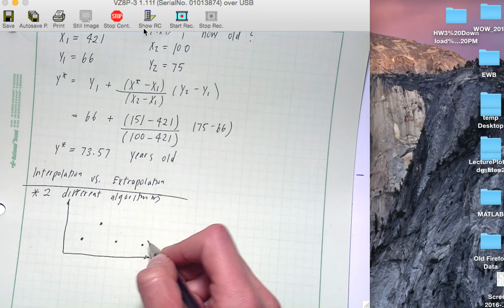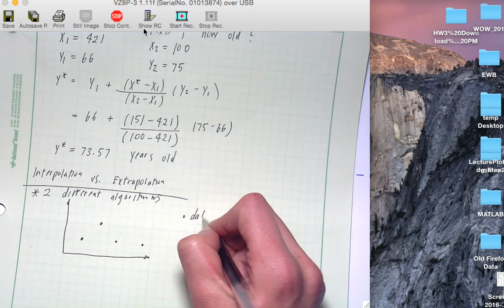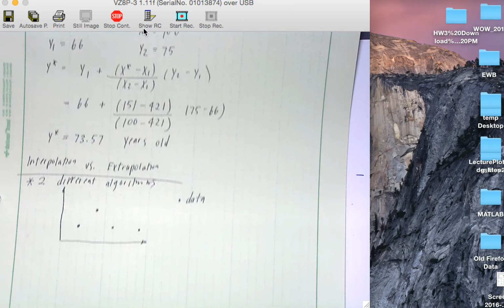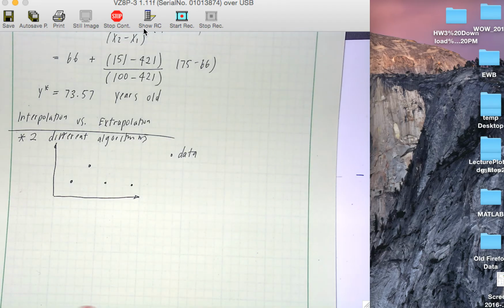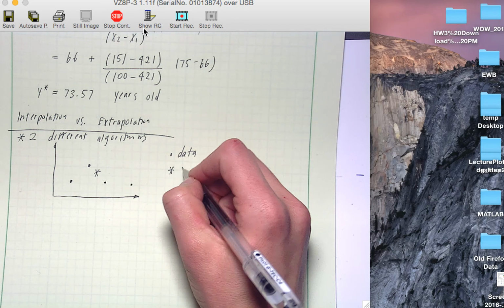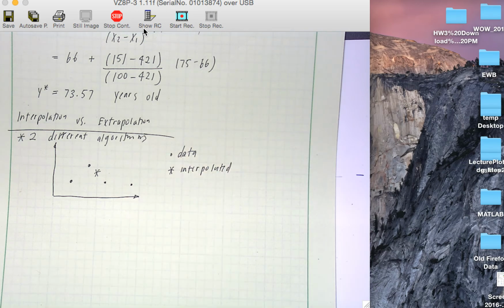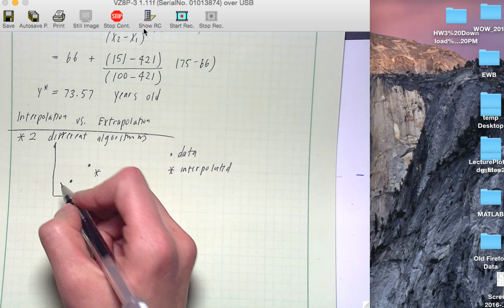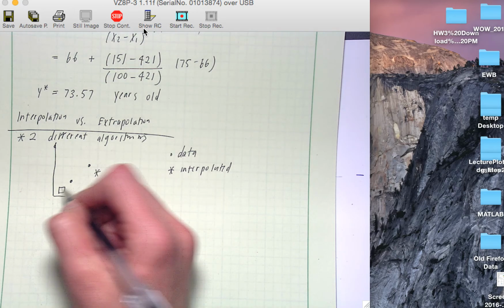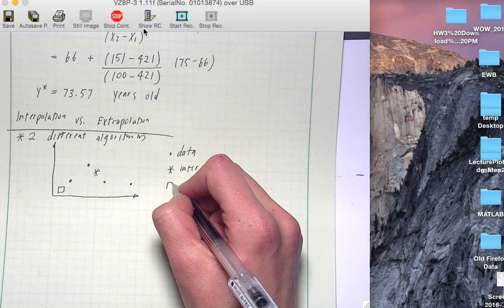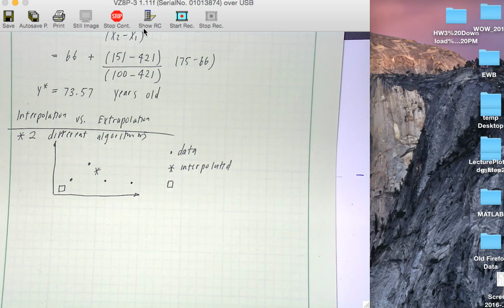So let's say that again, you had your data as the points. Interpolation means that the data point that you are trying to predict is between the bounds of the data. And extrapolation means that the point is outside of the original data, so it falls on one of the ends of the bounds.